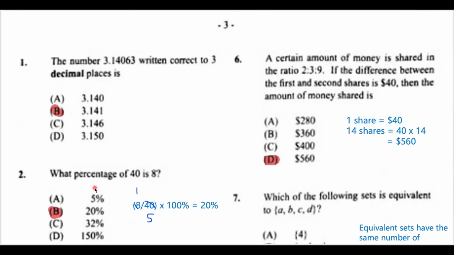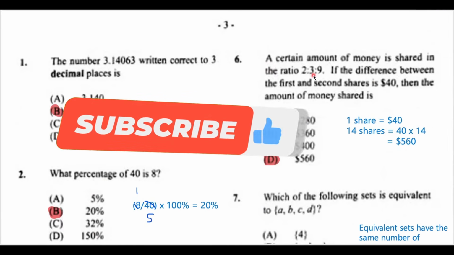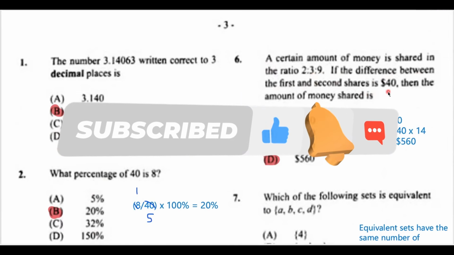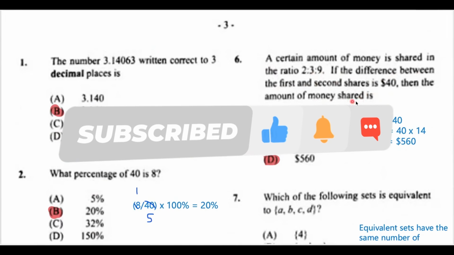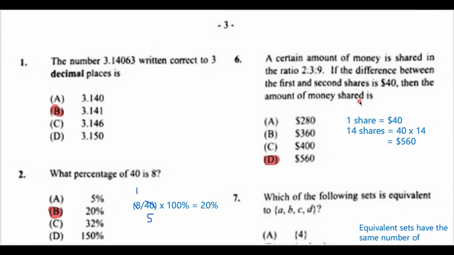All right, number 6, a certain amount of money is shared in the ratio 2 to 3 to 9. If the difference between the first and second shares is 40, then the amount of money shared is, okay, so first and second shares, you can see the difference. 3 minus 2 is 1 share, and 1 share will be equivalent to $40, because the money representative of that is 40.